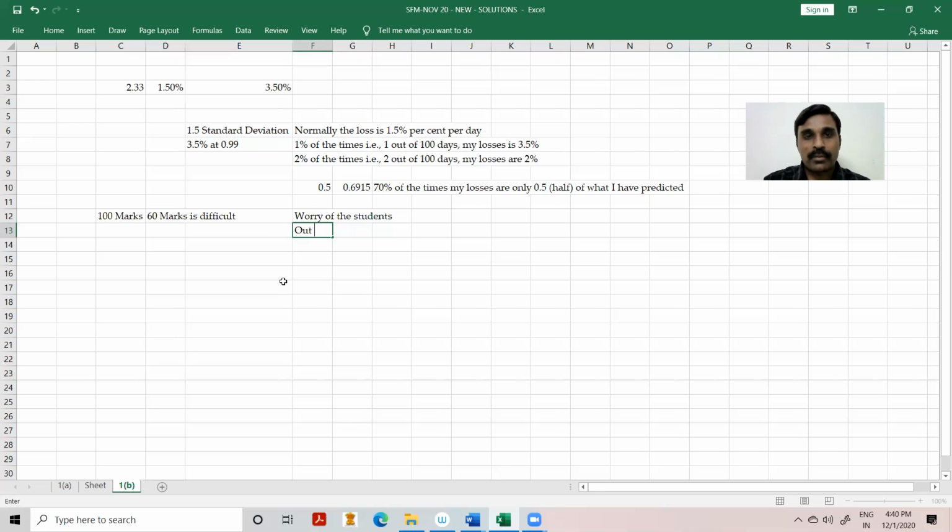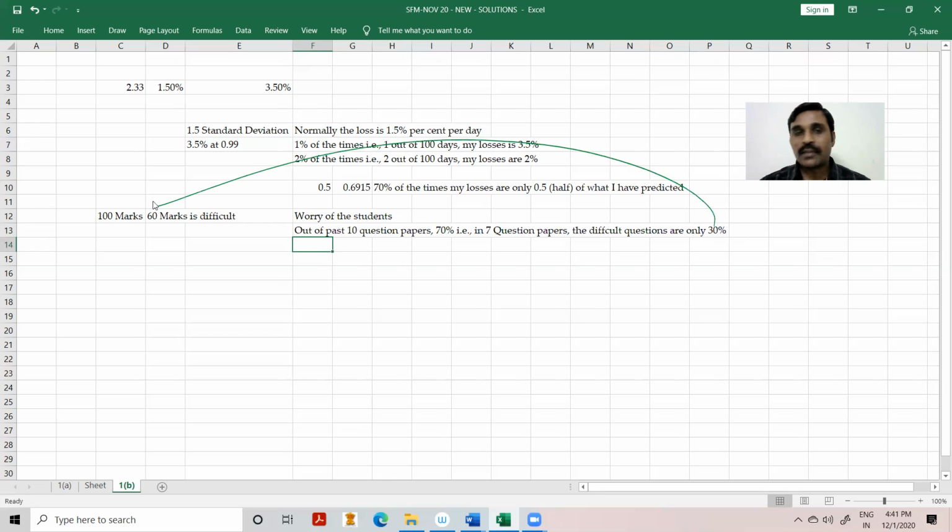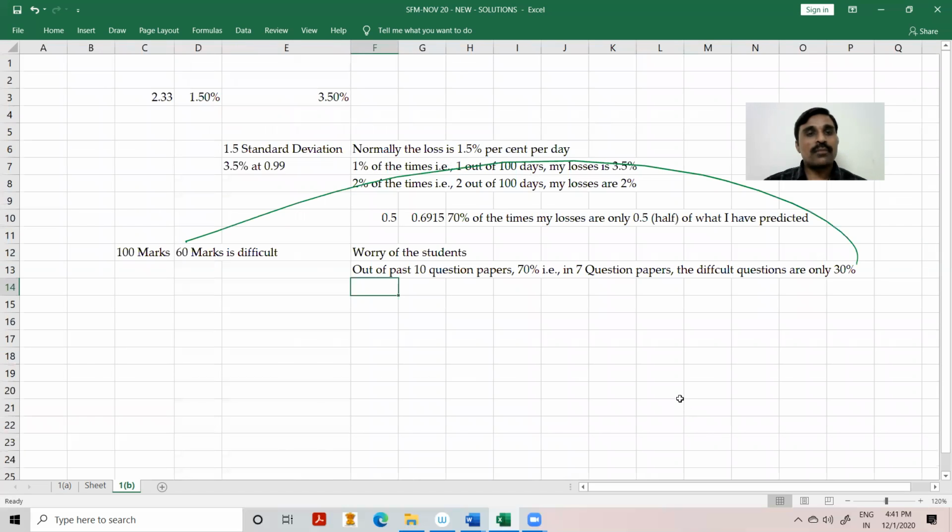Out of the past 10 question papers, 70%, that is 7 question papers, the difficult questions are only 30%. What is that 30%? I have worried about 60% difficult marks. I worried that out of a 100 marks question paper, 60 marks is difficult, but if I look at the past, I am getting only 30 marks as difficult.